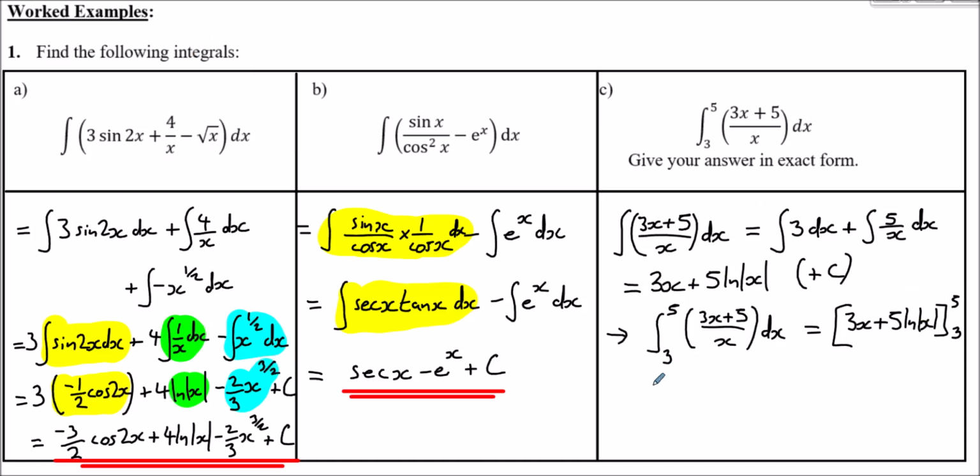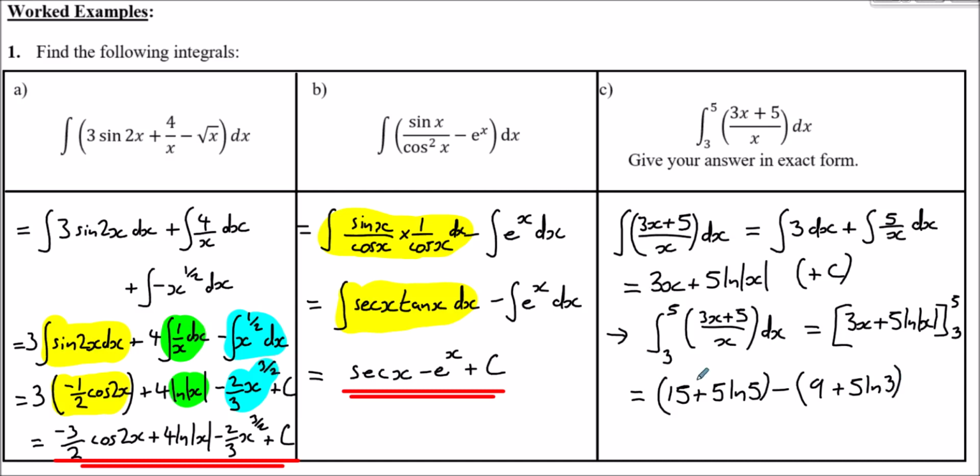And so when x is 5, 3 times 5 gives 15, then this becomes 5 lots of ln mod 5. But because 5 is obviously positive, I don't need to actually say that that's mod 5. I can just put 5 ln 5 in. And then I'm going to subtract away 3x plus 5 ln x when x happens to be 3. So 3x becomes 3 times 3, which is 9, then plus 5 lots of ln of positive 3.